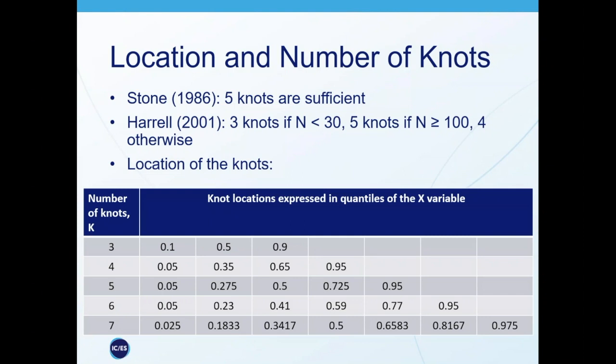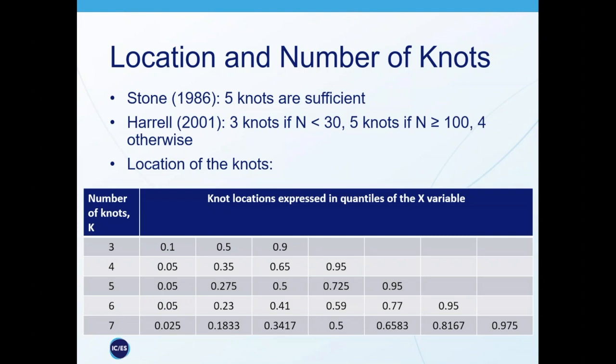So if you have 5 knots, if you've decided that 5 is good enough following Stone and Harrell, you will put the first knot at the 5th percentile, the second one at the 27.5 percentile. The third one goes at the median. I'm looking at this row here. The fourth one at the 72.5th percentile, and the last one at the 95th percentile. So you can see that about 5% of the data points are going to be below the first knot, and another 5% are going to be above the last knot. And again, these are percentiles of the data. These are not values of x. These are percentiles of x.